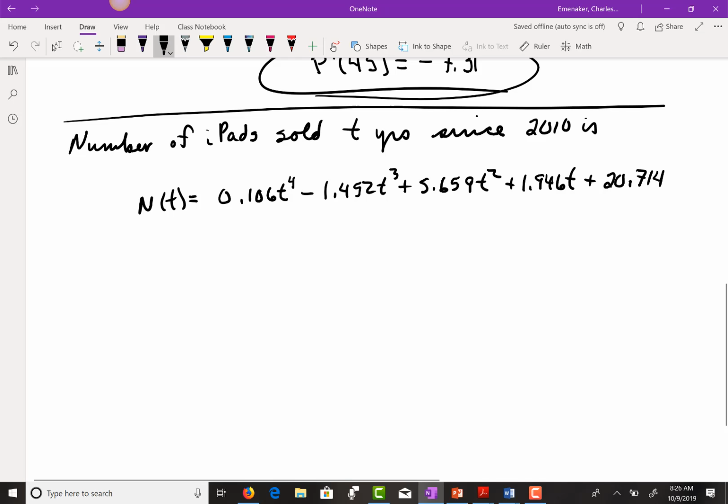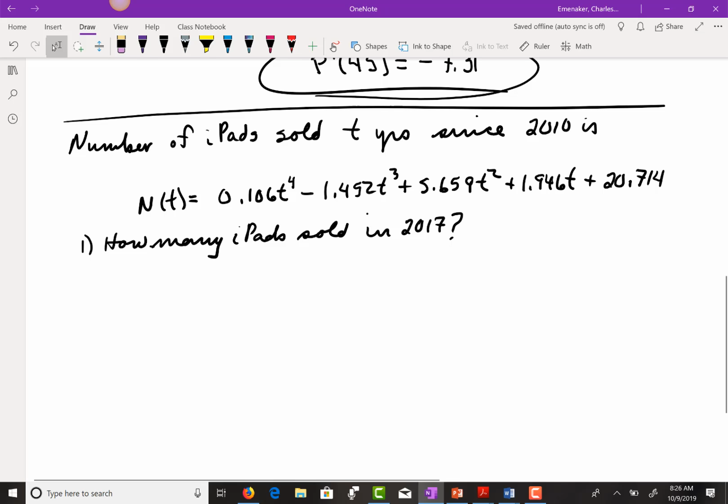Okay. A couple of questions. One, how many iPads sold in 2017? This number sold is in terms of millions. So whatever we get out, if we get out 5, it would be 5 million, not 5 iPads sold. Because we all know that's wrong. Okay?